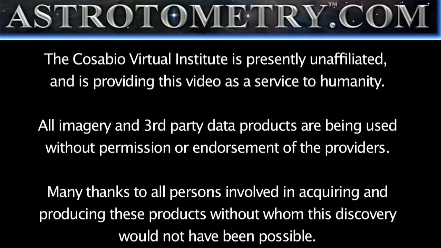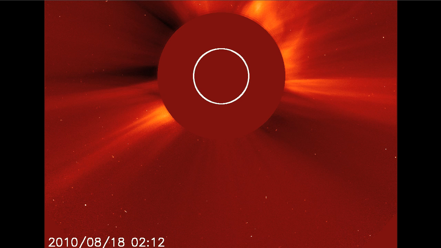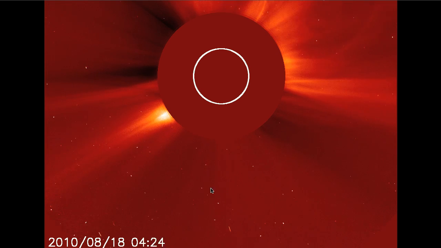Astrotometry log. It's August 21st, 2010. It's approximately 0139 UTC at the time of this recording. This is a hurricane watch for the following coronal mass ejection.